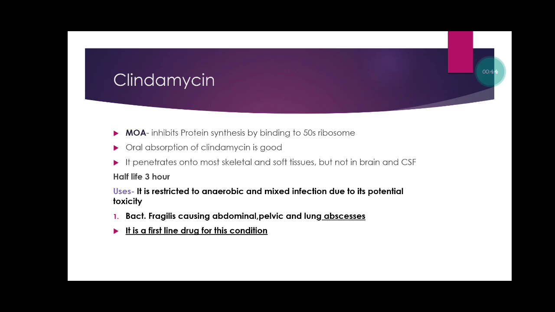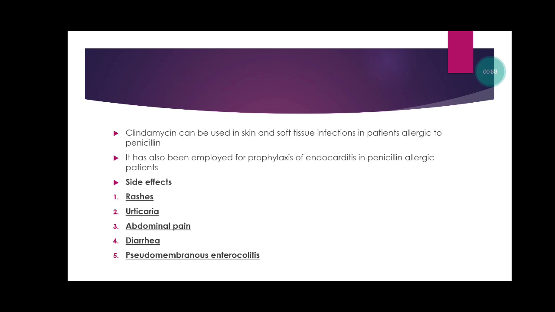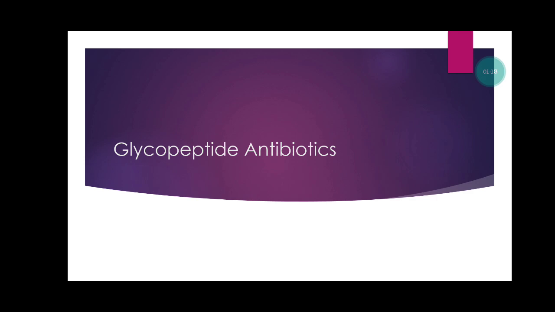Bacteroides fragilis causing abdominal, pelvic and lung abscesses. It is the first line drug in this condition. Clindamycin can be used in skin and soft tissue infections in patients allergic to penicillin. It has also been employed for prophylaxis of endocarditis in penicillin allergic patients. The side effects of clindamycin are rashes, urticaria, abdominal pain, diarrhea, and pseudomembranous enterocolitis.